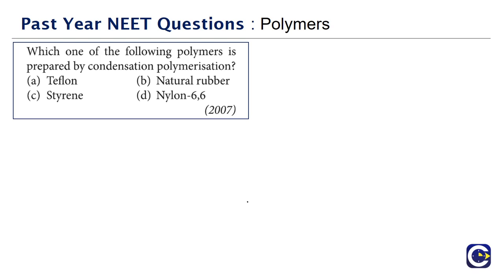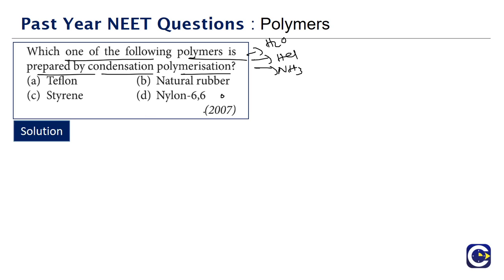Next, we have a question in 2007. Which one of the following polymers is prepared by condensation polymerization? So we are looking at what? Condensation polymerization. Okay, the options are Teflon, natural rubber, styrene, and nylon 66. So condensation polymerization means what? There must be a removal of either a water molecule or a HCl or ammonia or even sometimes alcohols.